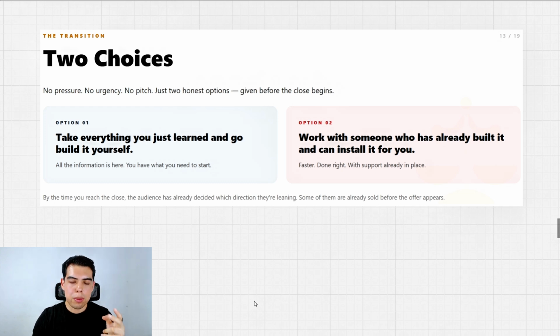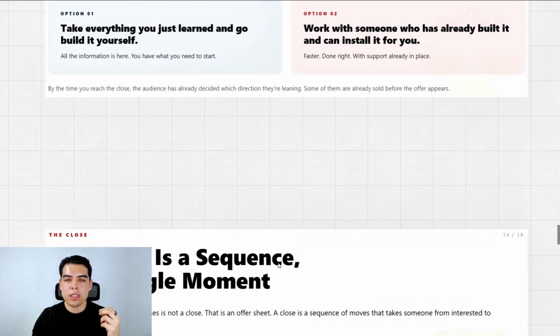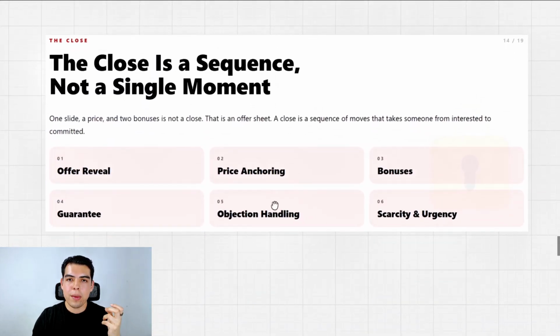And those are the two options that you give the audience. Just two options that the audience could take. What this does is frame the upcoming close as one of those two options. By the time you move into the close, the audience has already decided in their mind which direction they're leaning into. Then lastly, we have the close.